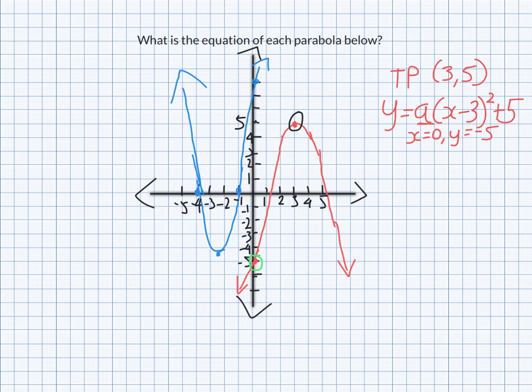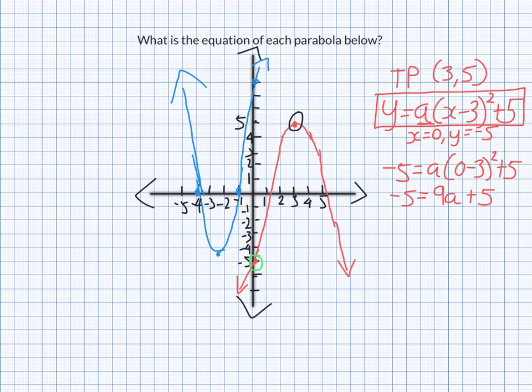So substituting this in to this equation here, I get y equals a times x minus 3 squared plus 5. So minus 3 squared is positive 9, so it's a times positive 9 plus 5. So subtracting 5 from both sides gives me negative 10 equals 9a. Divide each side by 9. This is just a linear equation. I get minus 10 over 9 equals a. The equation is y equals a, which is minus 10 over 9, a little less than negative 1, times x minus 3 squared plus 5. How easy is that?